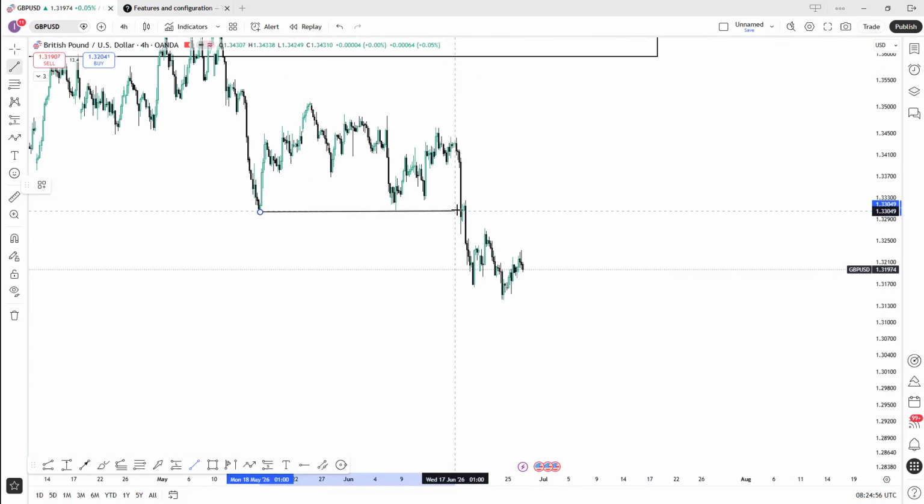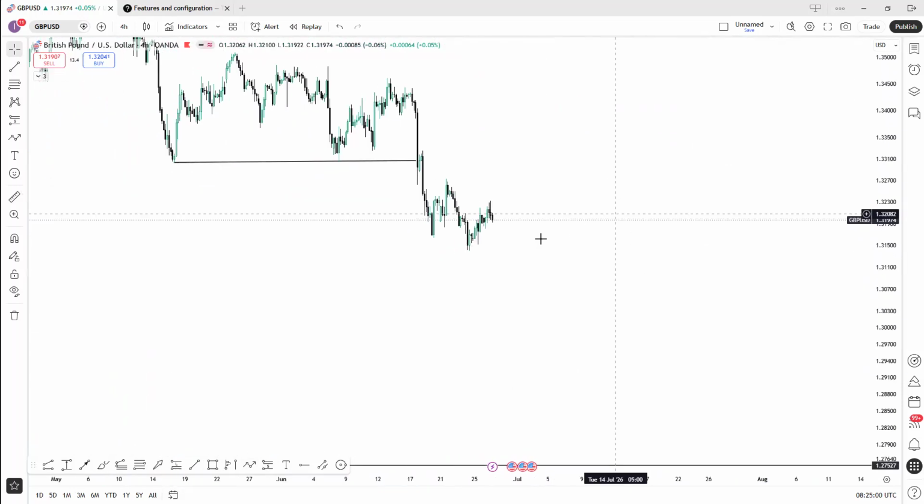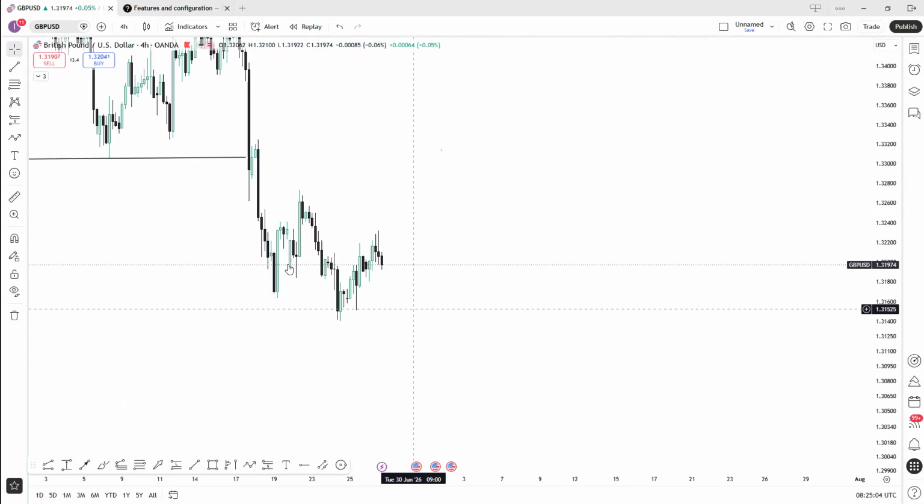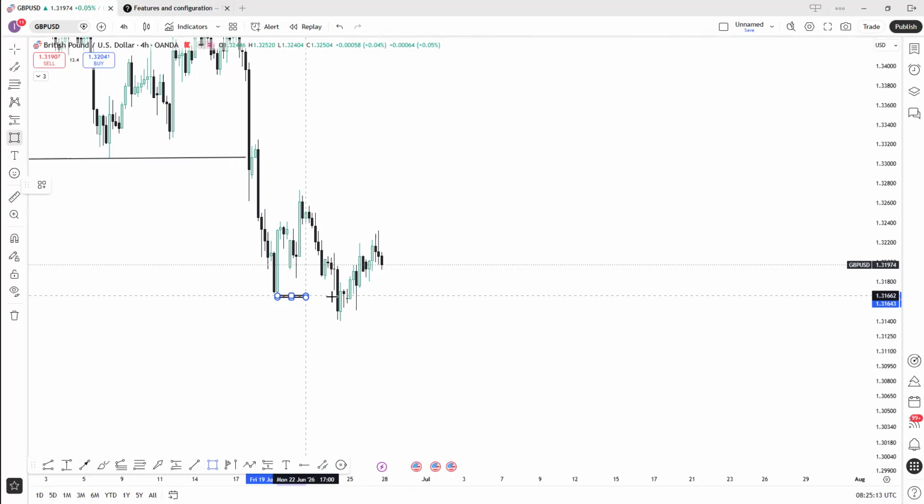We have this resistance here. Price broke that low. After that, price tested this fair value gap, so it failed to mitigate that resistance. Okay, let's continue. We have this break of structure here.